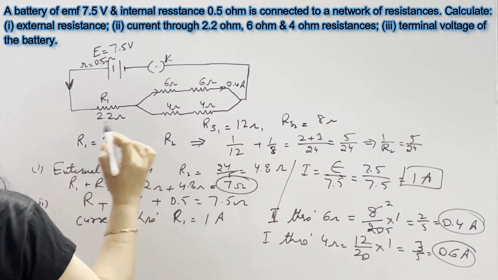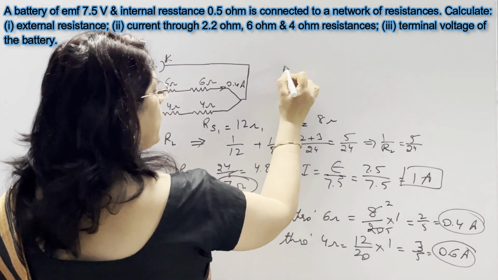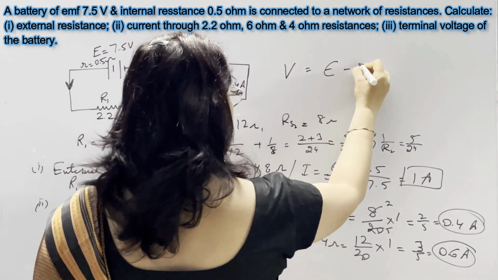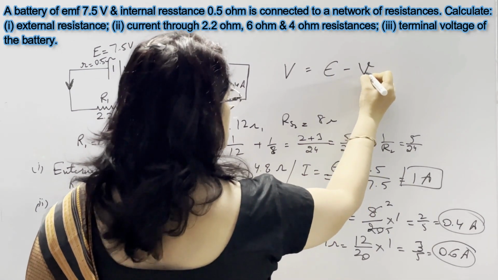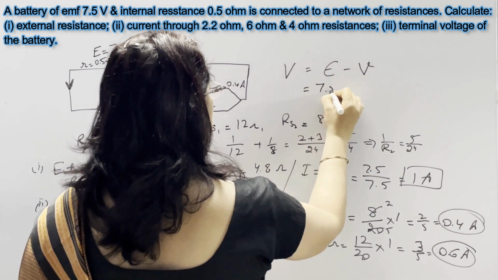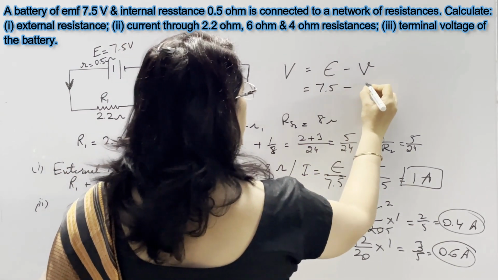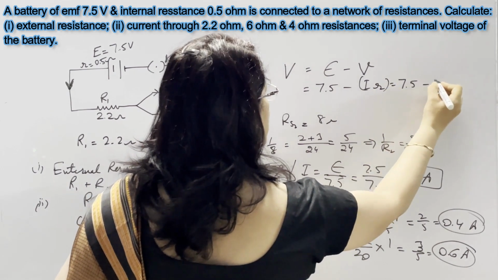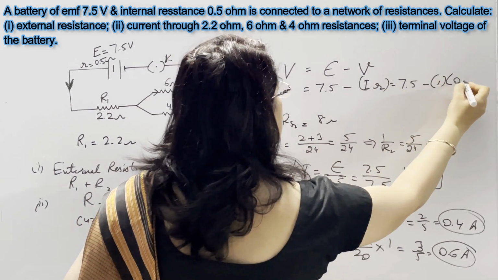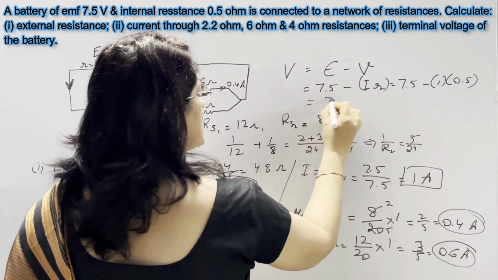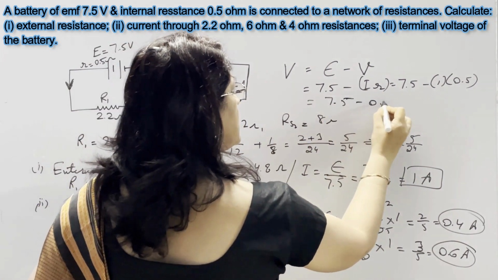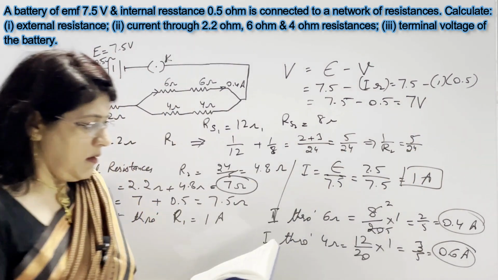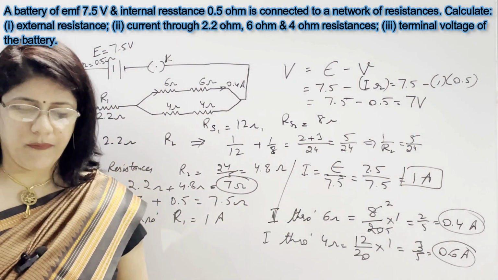Now in the third part, terminal voltage. For terminal voltage, we know the formula V is equal to EMF minus small v, which means the potential drop. Given EMF is 7.5, potential drop is I and small r only. So 7.5 minus current 1 into internal resistance 0.5. So 7.5 minus 0.5, it means 7. 7 volt is the terminal voltage of the battery.